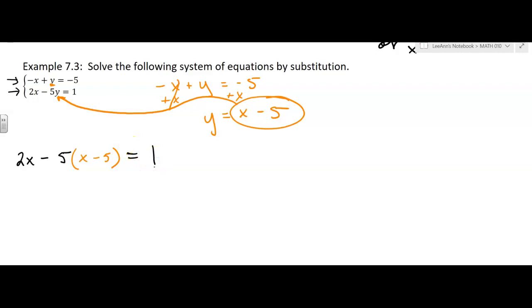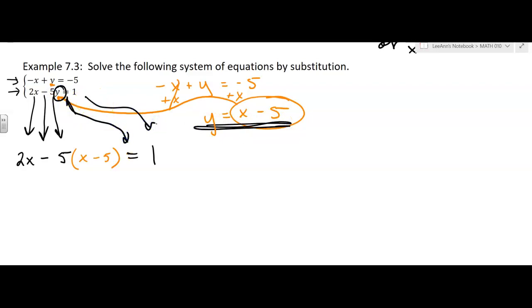You have to continue writing the equation. So notice you have the 2x, that's the same, the minus sign's the same, the 5 is the same, but now we don't put the y, we put what y equals. And then you have to finish it off. You have to put the equal sign and the 1.